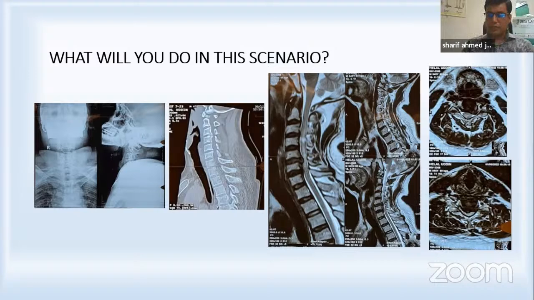So based on this scenario, what is your option? Will you operate on this patient or treat this patient conservatively? Anyone?